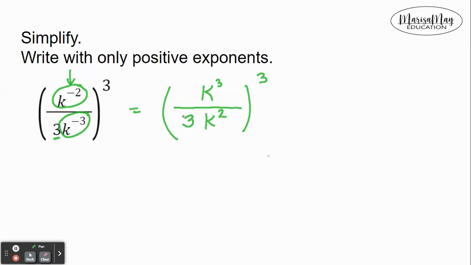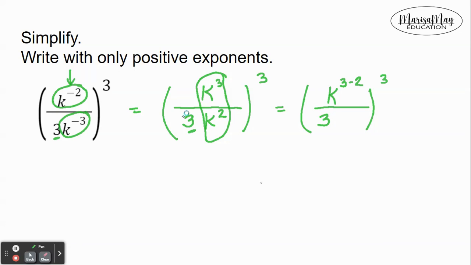All right, now one more simplification to do here inside this parentheses before we deal with this third power on the outside. Remember, our 3 down in the bottom has to stay in the bottom. But now I want you to notice that we are dividing k to the third divided by k to the second, so we can just subtract those exponents. Notice I did the top exponent minus the bottom exponent. And so that leaves me with k to the first divided by 3, all to the third power. That's a lot simpler to deal with than what we started with.